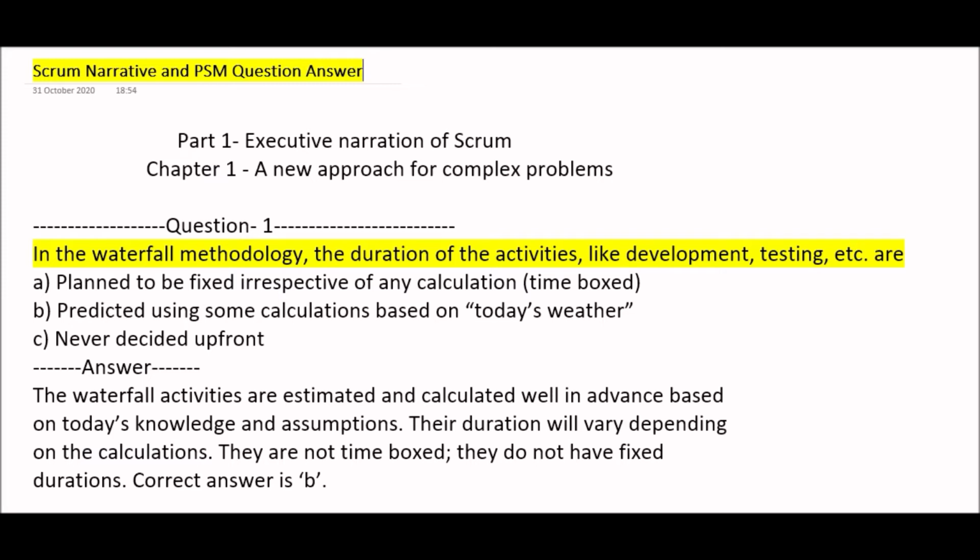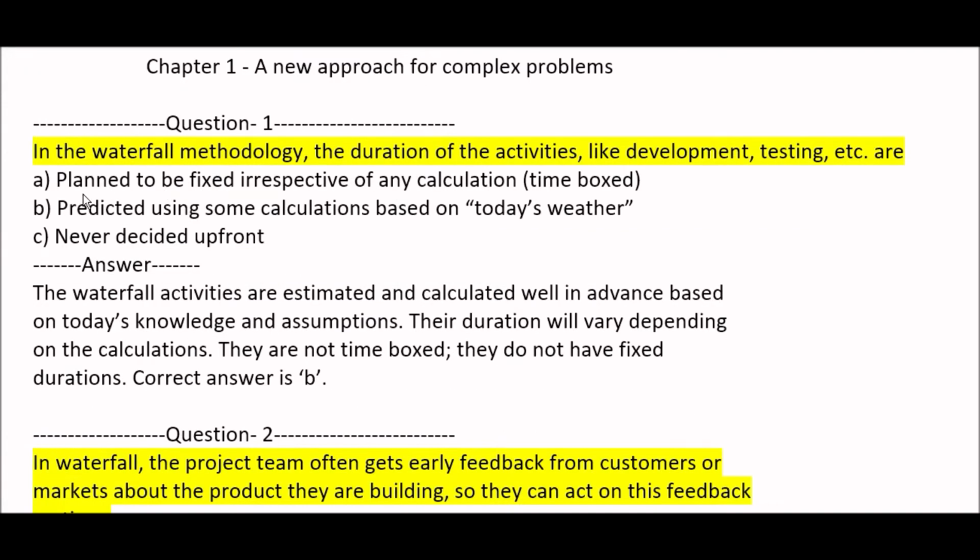Okay, in this, your first question is: in the waterfall methodology, the duration of the activities like development, testing, etc. are option A, planned to be fixed irrespective of any calculation, meaning time boxed. Option B, predicted using some calculations based on today's weather. Option C, never decided upfront.